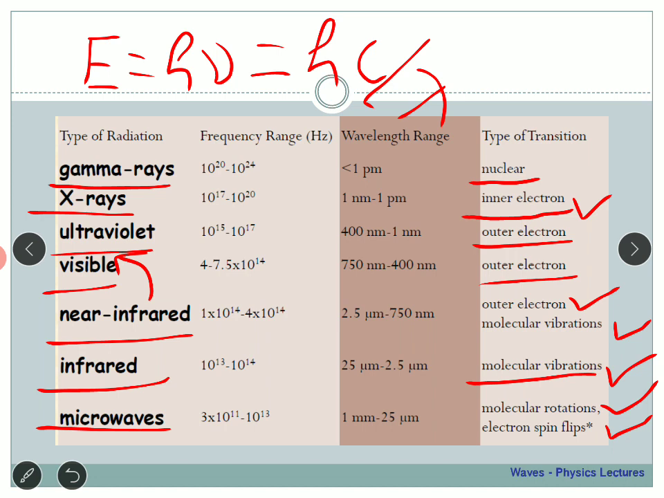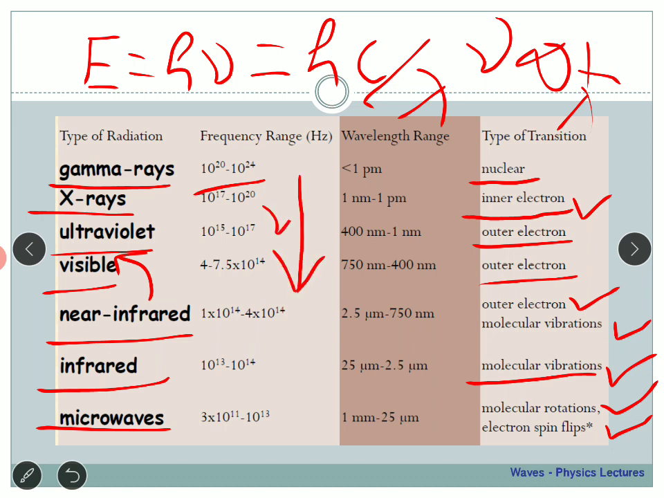So we can see that the frequency is actually inversely proportional to the wavelength. So obviously, as we go from gamma ray to microwave, the frequency will keep on decreasing, right? And if the frequency keeps on decreasing, the wavelength will keep on increasing. So you have to remember this sequence.